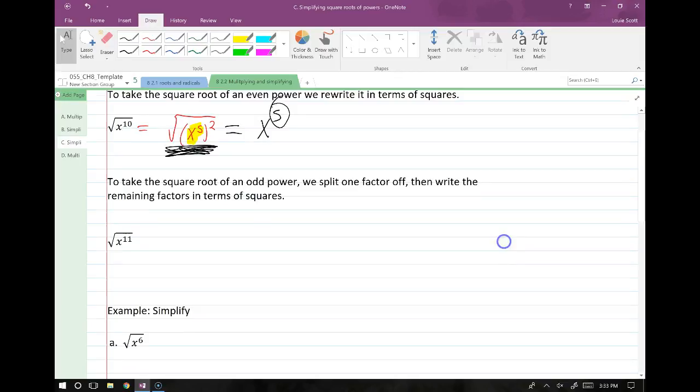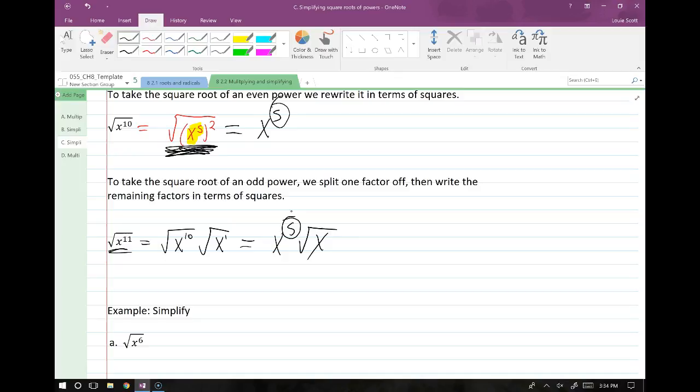Okay, so now, how do we handle it if it's an odd power? We just have one extra step if there are odd powers. We split it up into an even, then an odd power. So we rewrite this as x to the 10th times x to the 1. And then we simplify the x to the 10, and we leave the x to the 1 there. So when it's an odd number, what comes out front is that number minus 1, cut in half. We just split them up so that one's even, one's odd, and simplify them like that.